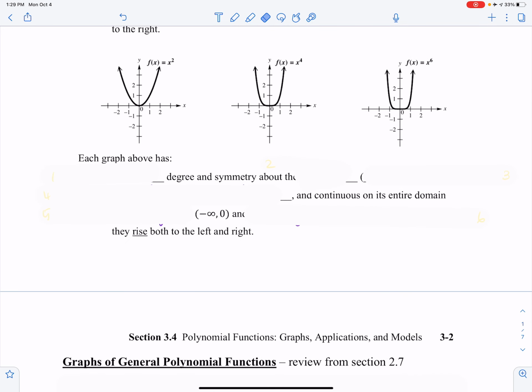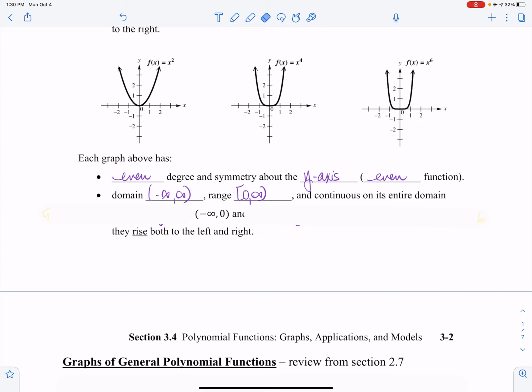You'll notice that all three graphs have symmetry with respect to the y-axis. The equations of all three graphs, you'll notice that the degree is even. And if I have symmetry with respect to the y-axis, you remember that that is going to be an even function. The domains are all going to be from negative infinity to positive infinity. However, the ranges are all going to be from 0 to infinity.